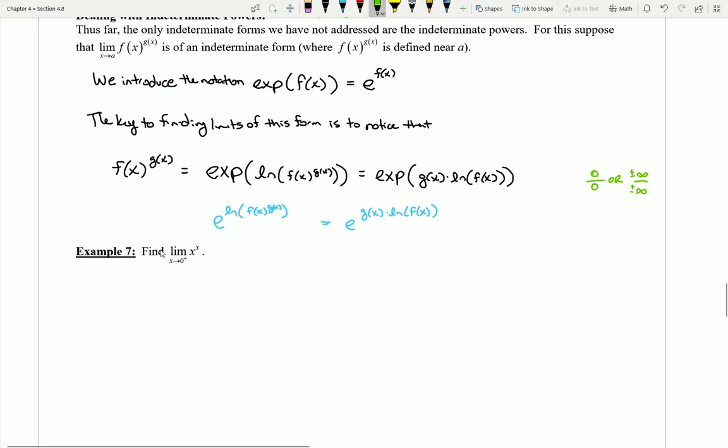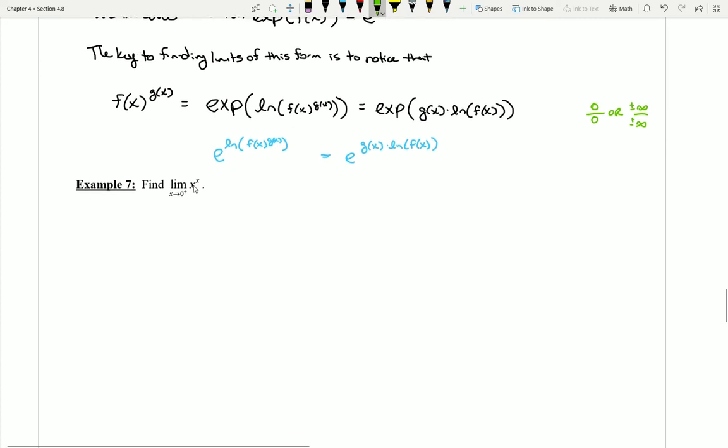So to see how this is going to work, let's take a look at example number 7, where we have an actual example of this sort of limit, the limit as x approaches a number of a function raised to another function. Here I have some pretty simple functions: x to the power x, limit as x approaches 0.